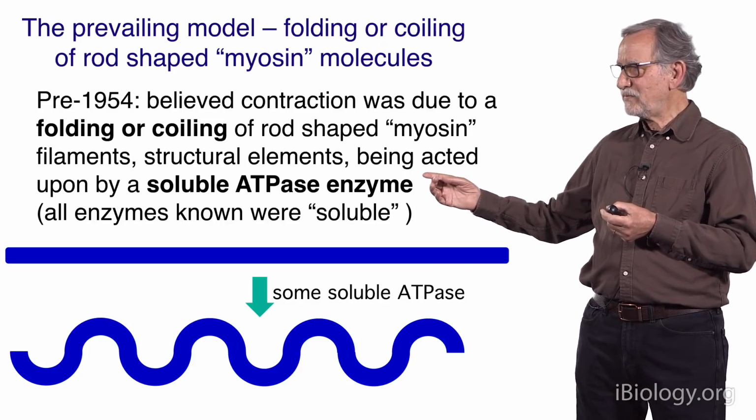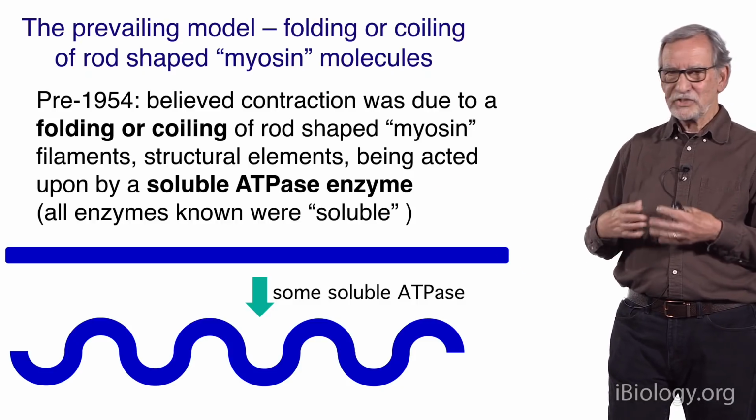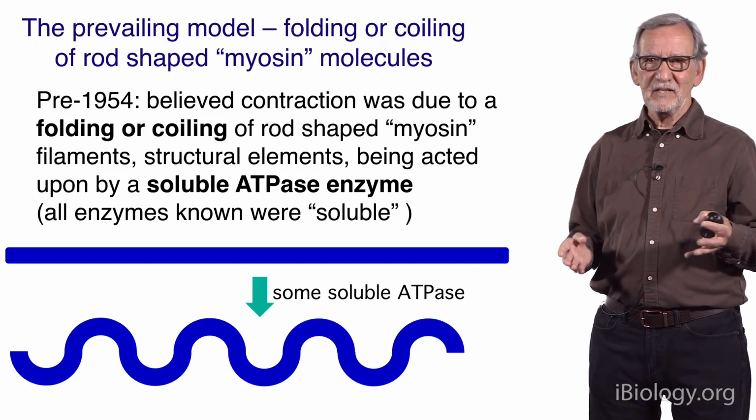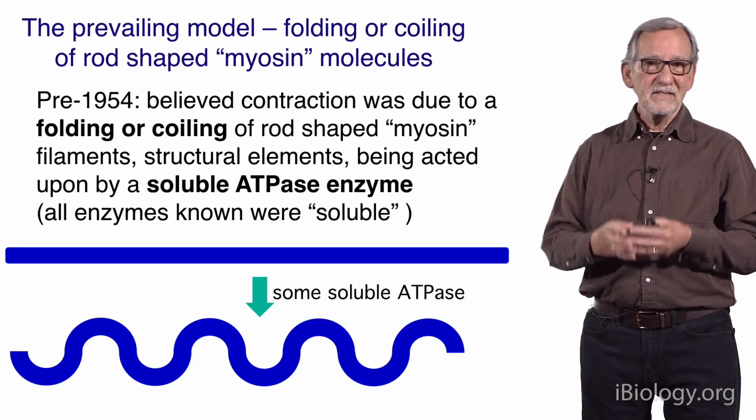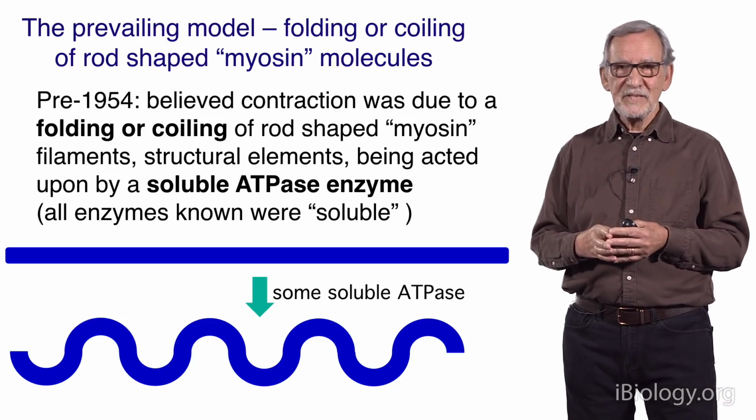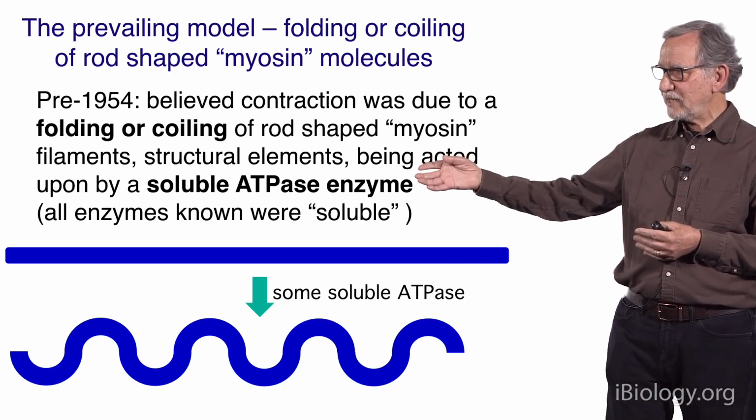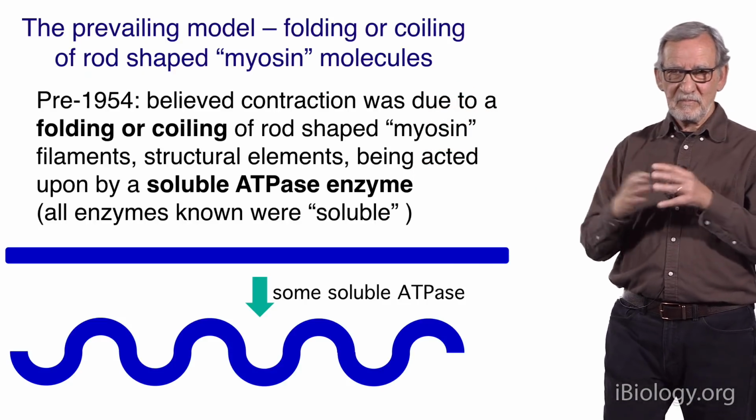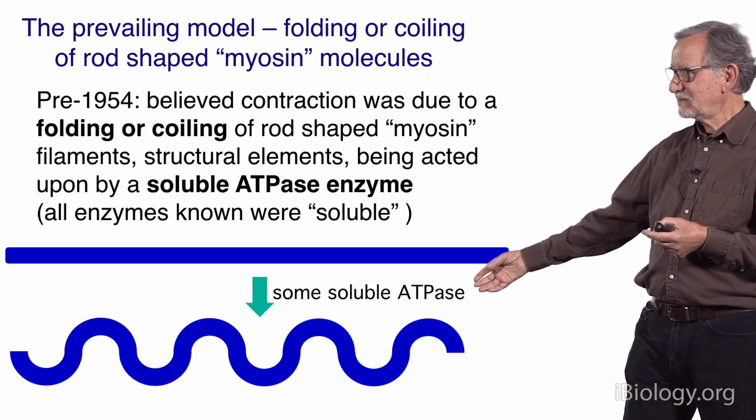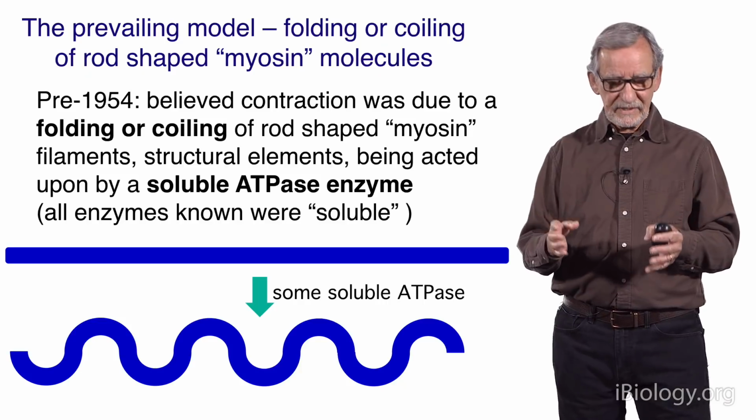So before 1954, contraction was believed to be due to this folding or coiling of this rod-shaped myosin. And these were thought to be structural elements that are being acted upon by some soluble ATPase enzyme. Why soluble? Because all enzymes were known to be soluble. And so there had to be a soluble ATPase working on this structural myosin. Okay? And somehow that soluble ATPase induced this coiling or changing in shape, folding that gave you contraction.